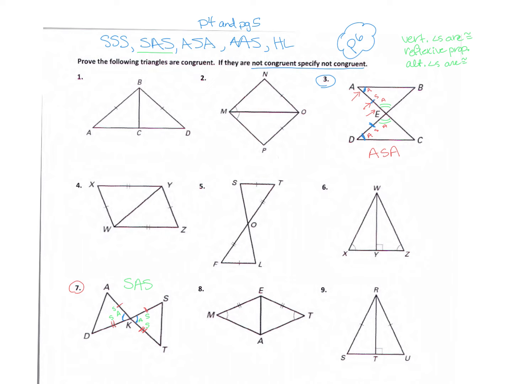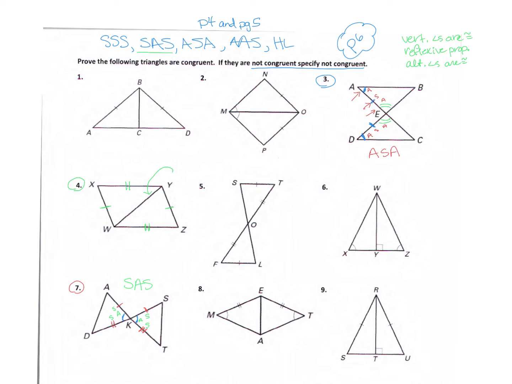So now let's take a look at the reflexive sides. Let's jump up to number 4. On number 4, you'll notice that we have XW and ZY congruent, and we have XY and WZ congruent to each other. That's all I know. And I don't happen to have vertical angles here. I also don't have alternate interior angles. There's no parallel line marks. However, I have my reflexive property right here.